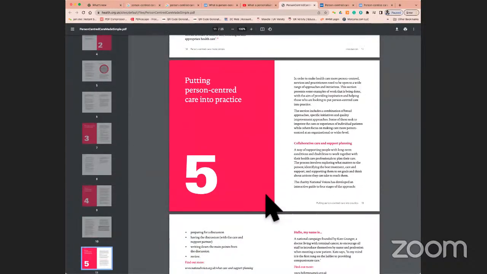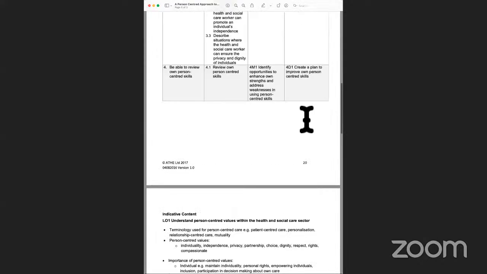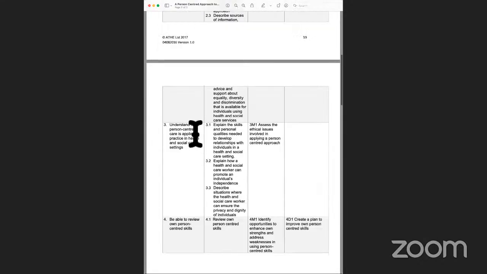So this is a good article and a good handout to read in order to understand this unit in a bit of summary. Now, let's go across to what we're going to be discussing today in terms of the third learning outcome. The third learning outcome that we're going to be looking at on this particular unit, person-centered approach, is going to be focused on understanding how person-centered care is applied in practice in the health and social care setting.